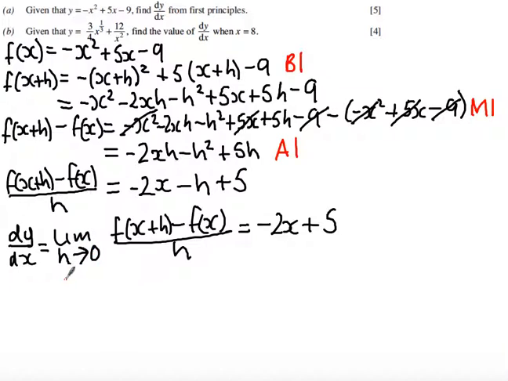Your next method mark is given if you divide by the h and take the limit as h tends to 0. So only once you've taken that limit and demonstrated you're taking the limit of h tending to 0. And then finally, you get an answer or accuracy mark for the correct answer only of minus 2x plus 5 or 5 minus 2x.